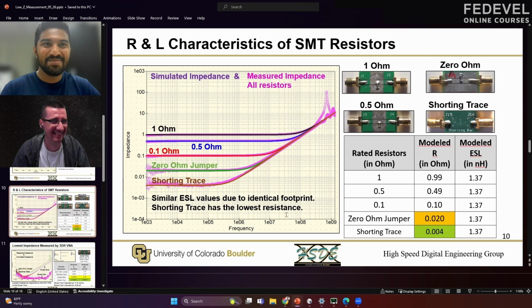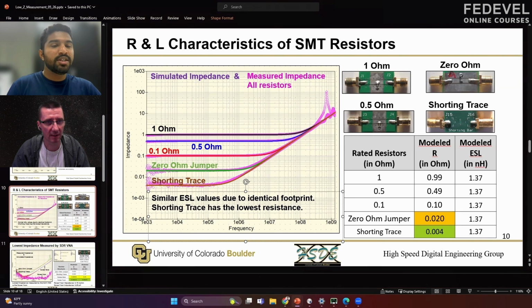Exactly. So I have mentioned it here, but yes. All of them are 1206 components, and all of them have the same footprint. And that is why at lower frequencies, when the resistance dominates the impedance, we see that all of them have different resistances. And that's why we see a gradient in the resistors. And then as we move towards higher frequencies, the inductance dominates the impedance. And that is why we see that all of the plots have the same ESL value, and that is why they have the same kind of impedance.